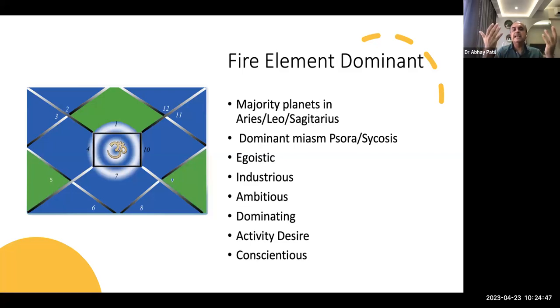you know which element is dominant in his chart. So there are 4 elements. One is fire, second is earth, third is wind, and fourth is water. So these are 4 elements.